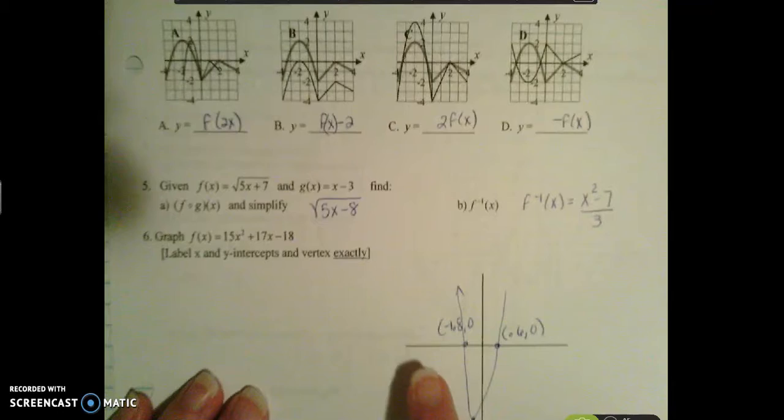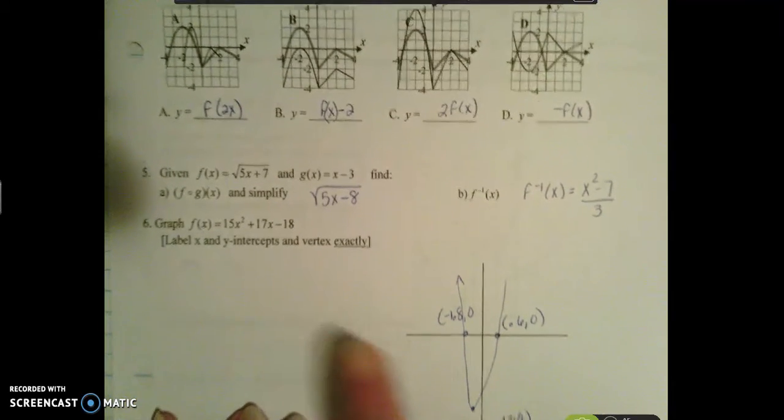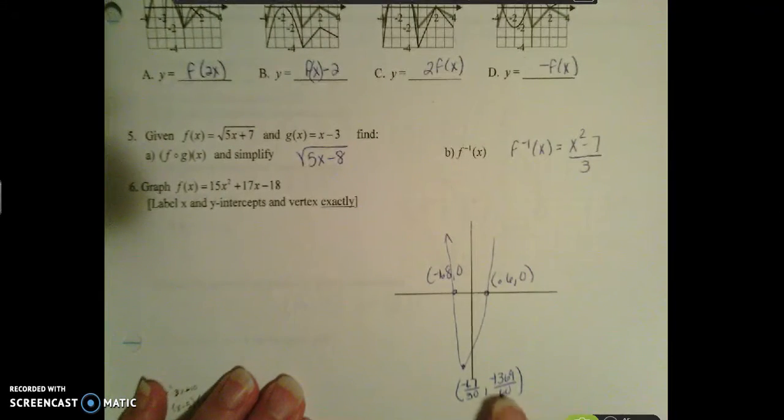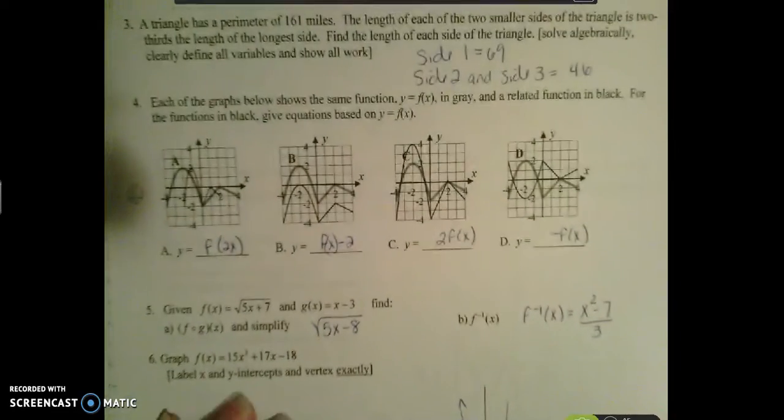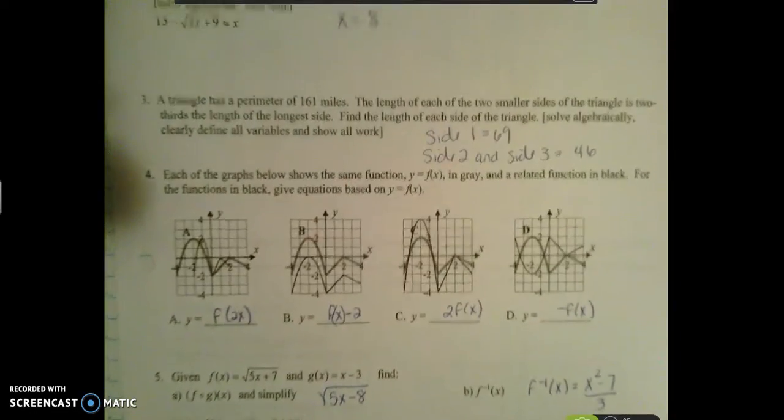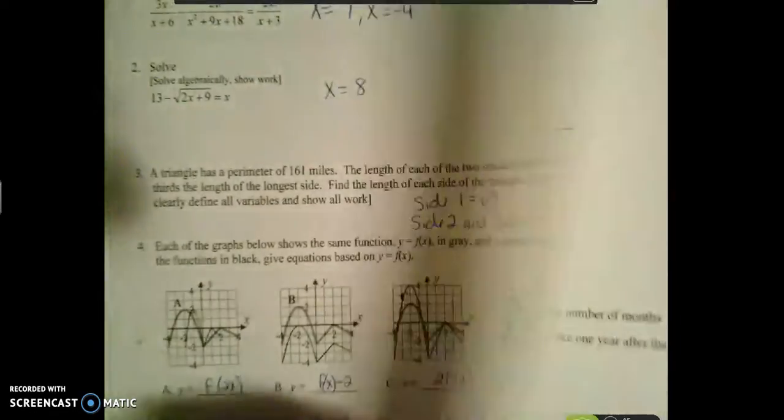Then they wanted you to graph this quadratic. So you could start off by finding the vertex. The vertex is down here. So you've got this point way down here. And then you could find the x-intercept and the y-intercept to use that to graph the best. Okay? Those are some of the answers.